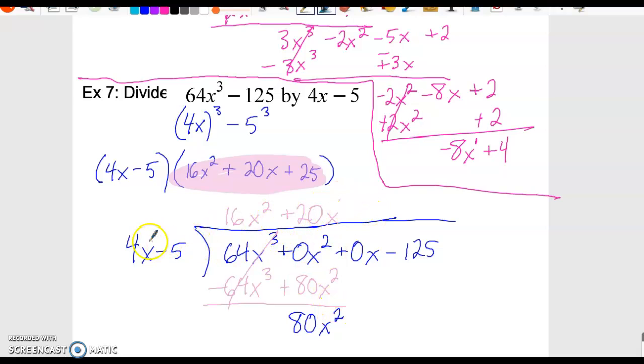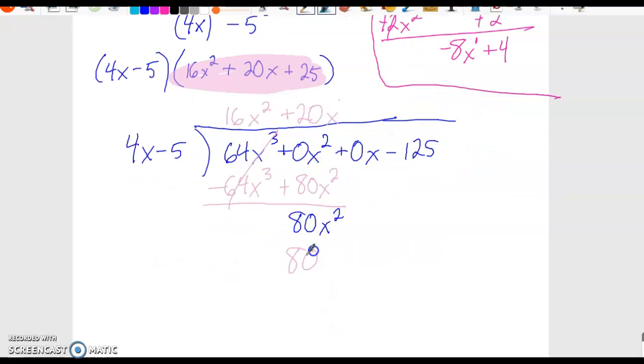And what times x gives me x squared? X. So 20x times 4x is, scroll down a little bit, 80x squared, and 20 times 5 is 100x. And as I subtract, these cancel, and then add, you get 100x, and bring down that minus 125. And I think the last piece would be, well, 4 times 25, 4 quarters make $1. You get 100x. 25 times 5 is 125, and as you subtract off each piece, you get a remainder of 0.